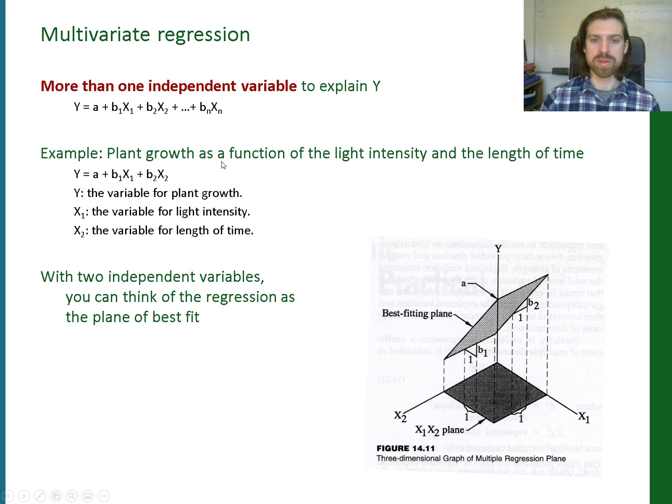So plant growth is a function of light intensity and the length of time. Maybe you have the level of plant growth as your y variable, x1 as the variable for light intensity, and x2 as the variable for the length of time that you let the plant grow. You could also include temperature and see what would happen. I would be inclined to use temperature because that's going to affect the rate of growth, given that you're also including length of time.